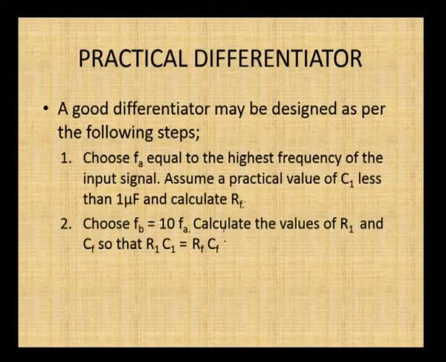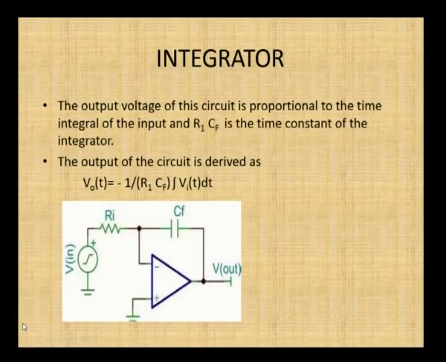And next is the integrator circuit. If we interchange the resistance and the capacitance connected in the differentiator, you can get an integrator circuit. In the differentiator, at the input side you had a capacitor, and now in the integrator you have a resistor at the input side, and in the feedback side in the differentiator you had a resistance, now it is a capacitance.